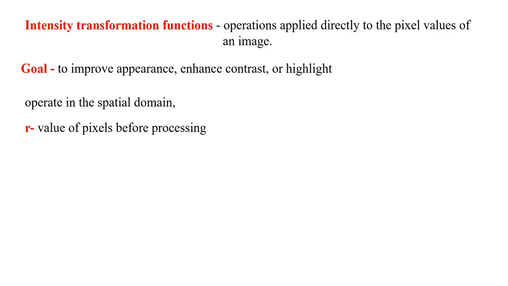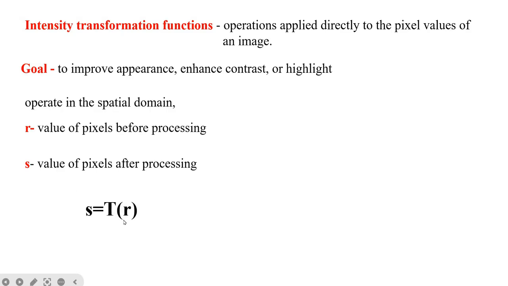Now suppose we have r, which is the values of pixels before processing, and s is the value of pixels after processing. So we are considering r and s as values of pixels before and after processing. These values of r and s are related by the expression s equals T of r. This capital T is the transformation which will map a pixel value r into a pixel value s.